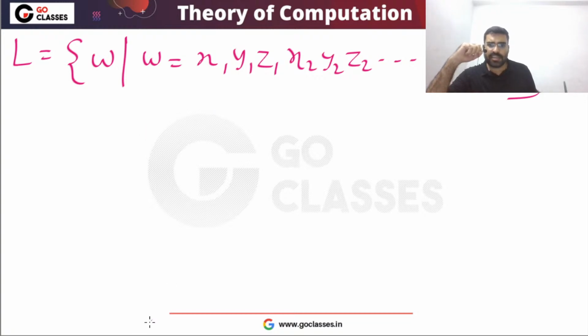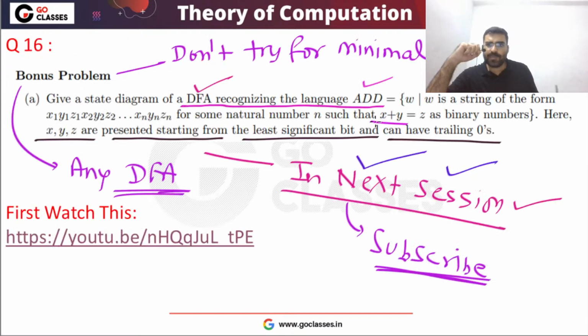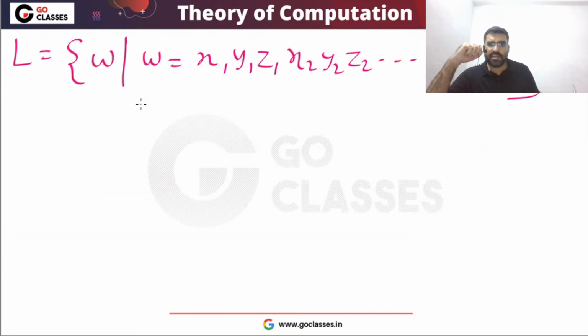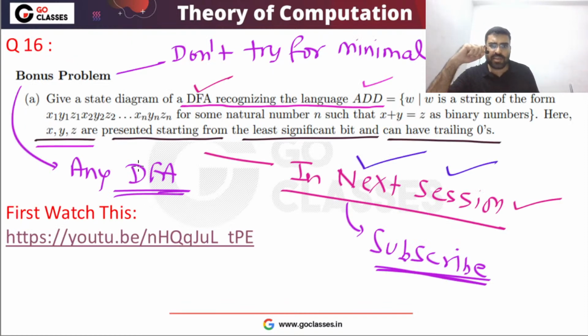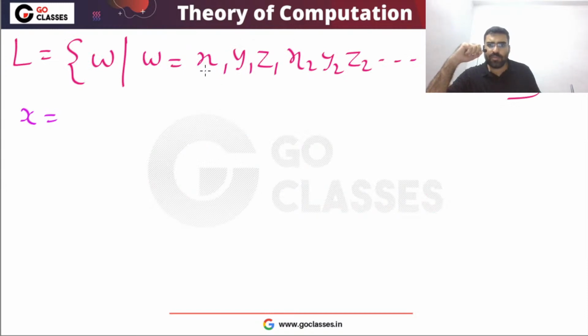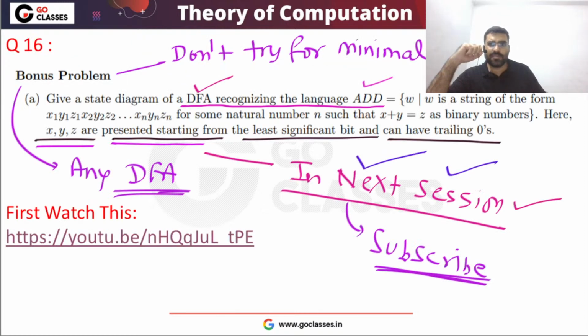And the question is saying that what should happen is that x plus y should be equal to z as binary numbers. And remember, x, y, z are presented starting from the least significant bit. It means this is the least significant bit of x.